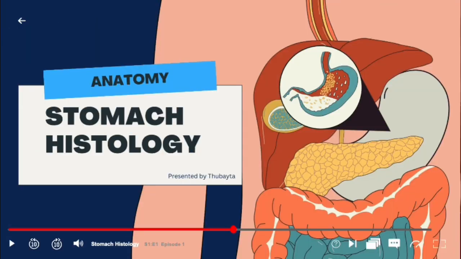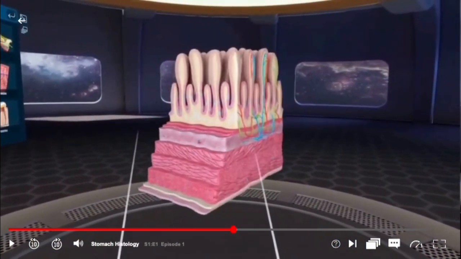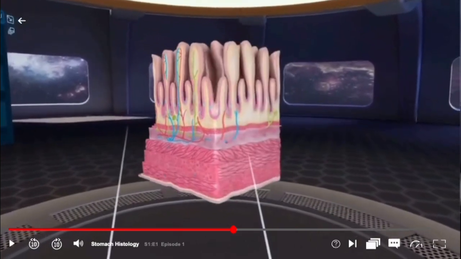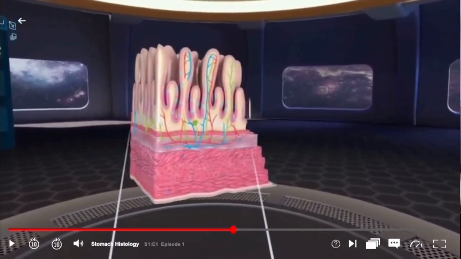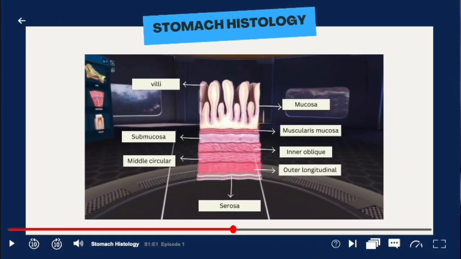Hello, my name is Thubayta and I'm going to talk about the histology of the stomach. Before we begin, we're going to have a look at the layers of the stomach. To go into detail, we'll first start with the villi. Just like the small intestine, the stomach contains villi as well that are used for absorption.